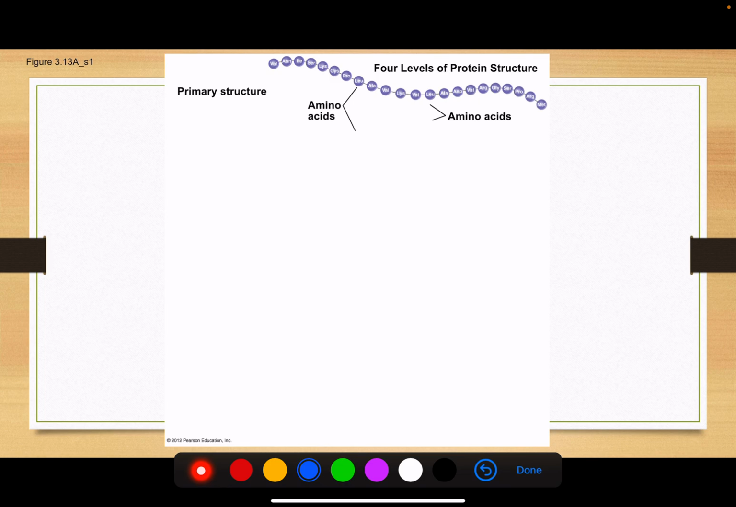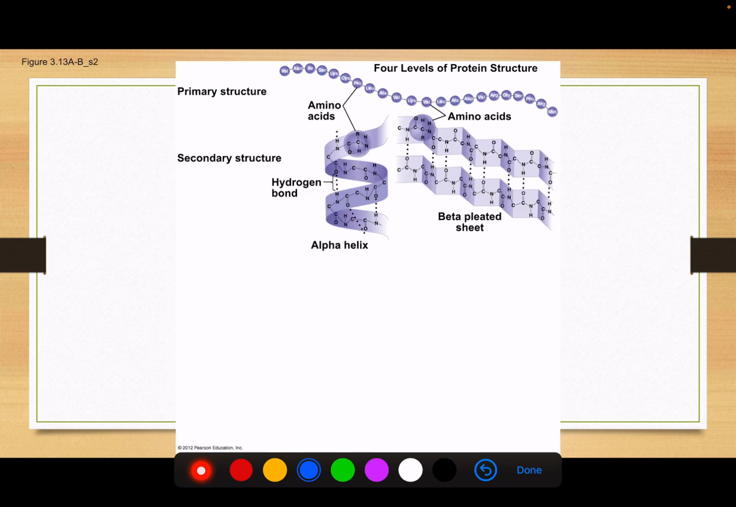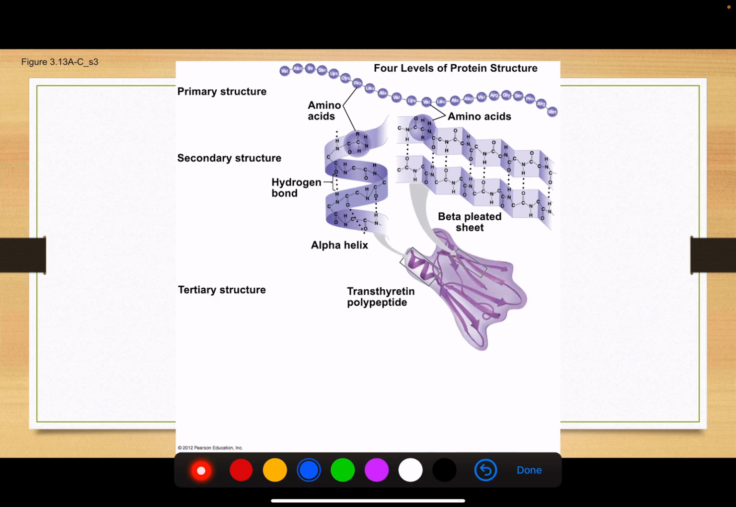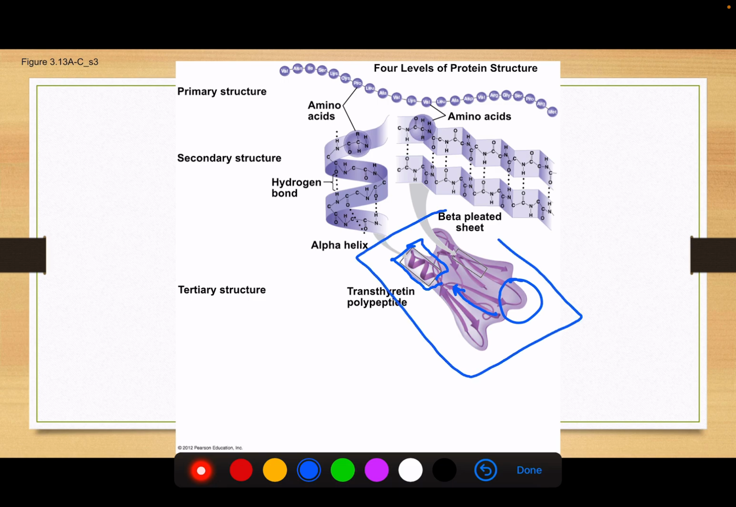So here we go. Here's our first level. That's the way we put our amino acids together. Here is our alpha helix, our beta pleated sheet. We then are folded up. We can see here is a picture. There's one of our alpha helixes. These arrows are representing a beta pleated sheet. And then, like I said, here is an area that doesn't have any secondary structure. So then this is all folded up on itself, and that's the tertiary.